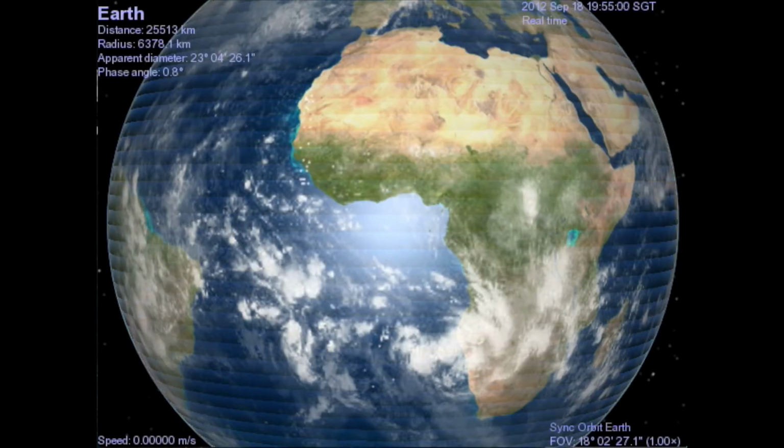Now, what you're looking at is Earth. The distance is 25,513 km. The radius is 6,078.1 km, and the phase angle is 0.8 degrees. Now, using this software, which is Celestia, let's take a look at Jupiter.